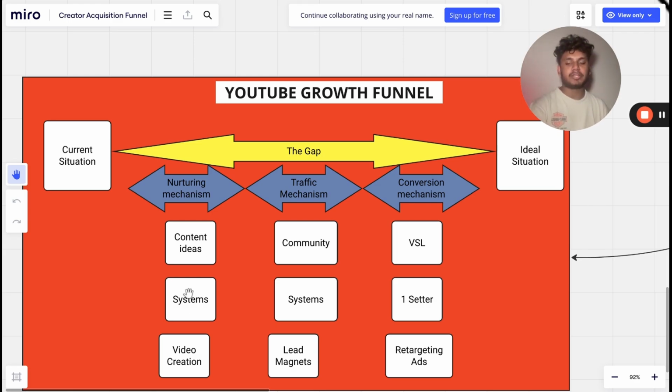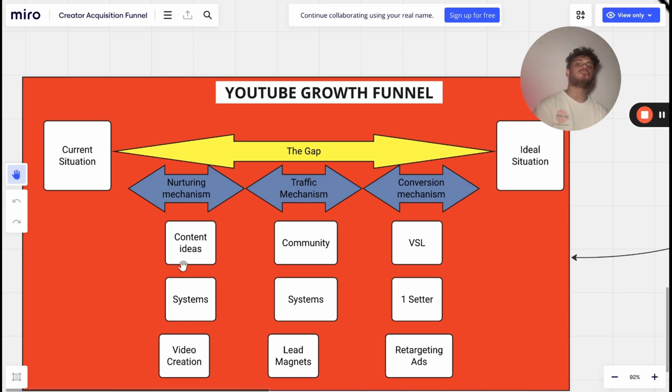Make sense? So nurturing mechanisms include content ideas, creating systems so that you could create content on a consistent basis, eventually creating flowcharts like this, Miro boards, and creating explainer videos like this. So all these things come under the nurturing mechanism. So these are the things through which you will be able to nurture your audience and eventually build trust from your audience. So, in a nutshell, the nurturing mechanism is only talking about creating content so that you could build trust on YouTube.